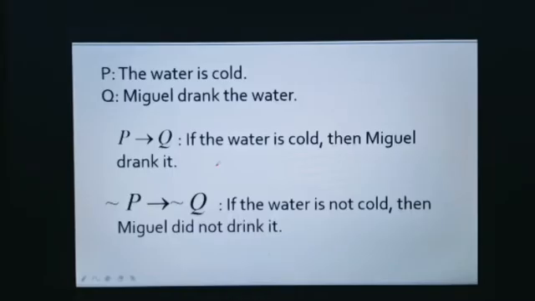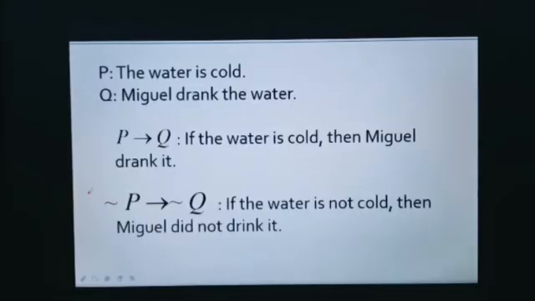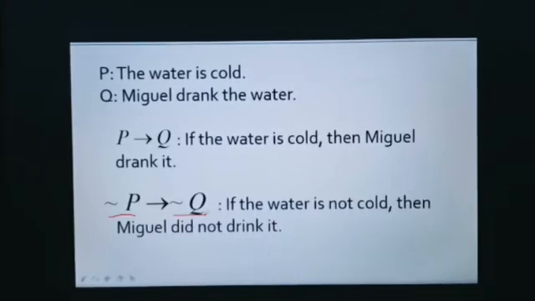In the statement example, P, the water is cold. Q, Miguel drank the water. First, you're going to make that one into its conditional proposition. That becomes, if the water is cold, then Miguel drank it. Now, let us identify or find the inverse of the statement. That becomes, if not P, then not Q. Therefore, if the water is not cold, then Miguel did not drink it.